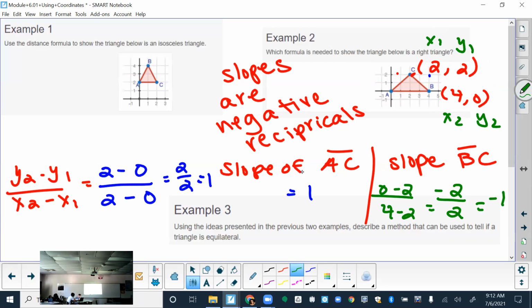negative 1. Are 1 and negative 1 reciprocals of each other? Or negative reciprocals of each other? Yes. Because if I take 1, normally it's a fraction, 1/1, and I flip it, it's still 1/1. But then you change the sign on the second one. So yes, these are negative reciprocals of each other. So is this a right triangle? Yes, because right here, where these two meet, is a 90-degree angle. Questions about that?